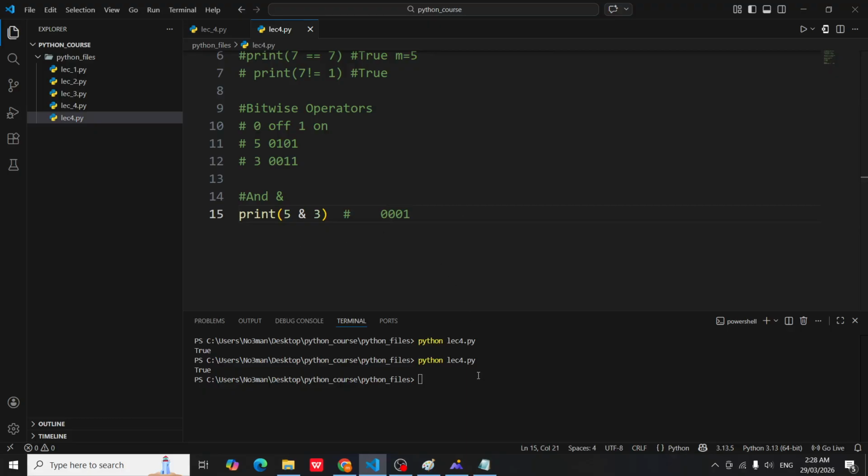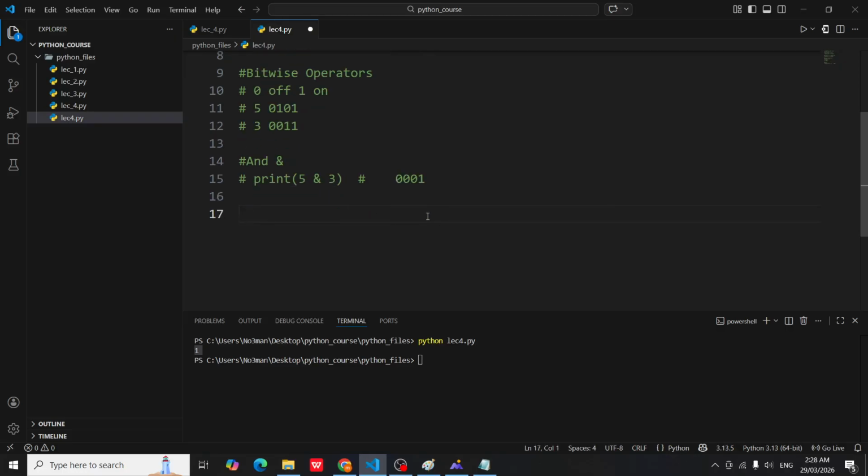Let's print it and run the file. Let's kill the file and run it. So it gives us number 1. Okay, let's comment that and move to bitwise OR.